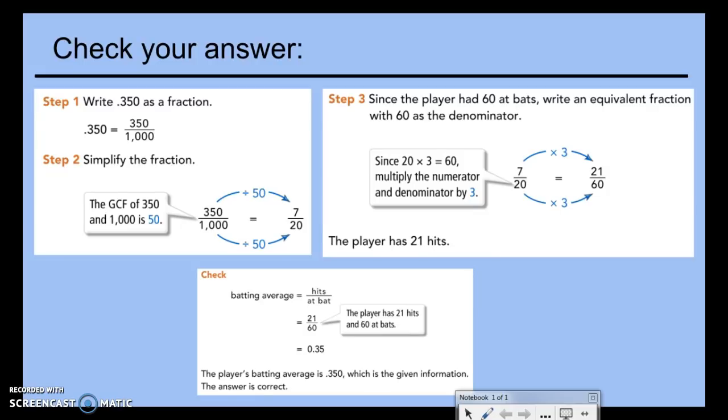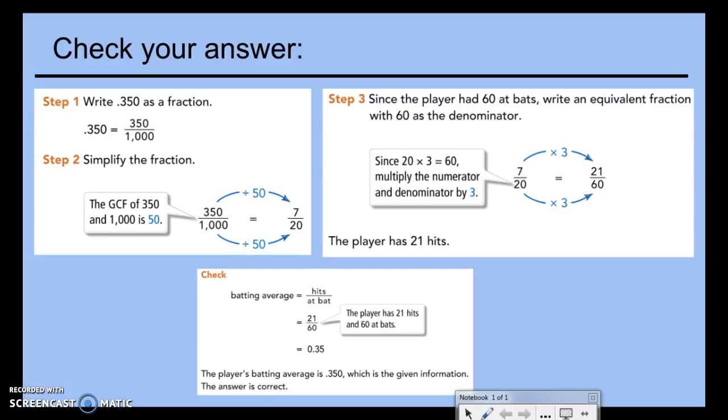Simplify the fraction, so you have to find the greatest common factor of 350 and 1,000. And that's 50. 350 divided by 50 is 7, and then 1,000 divided by 50 is 20. 7/20 is the simplest form, so it cannot be reduced. Okay? So that's step 1 and 2.